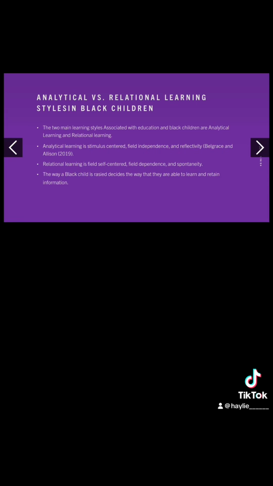Analytical versus relational learning styles in Black children. Two of the main learning styles associated with education in Black children are analytical learning and relational learning. Analytical learning is stimulus-centered, field independence, and reflectivity. Relational learning is self-centered, field dependence, and spontaneity. The way a Black child is raised decides the way that they are able to learn and retain information. This is why their environment is so important.